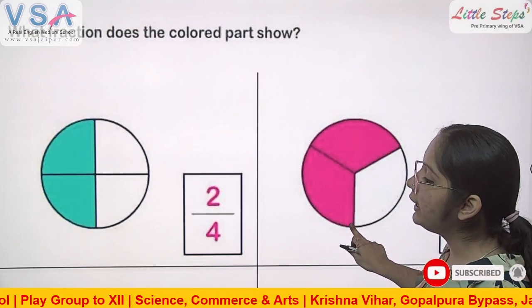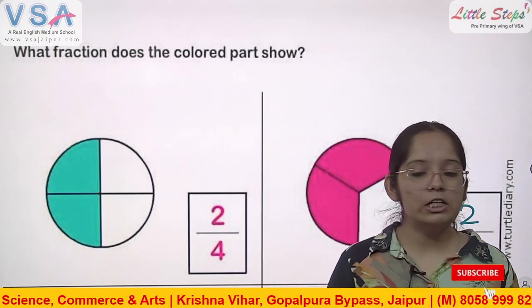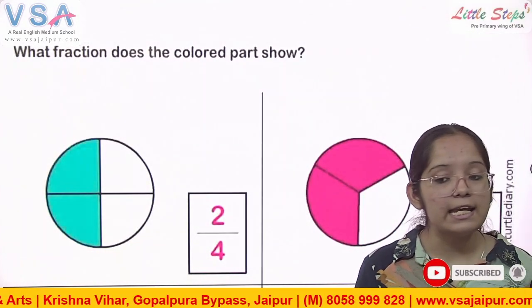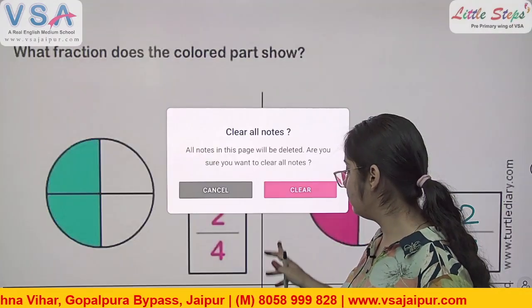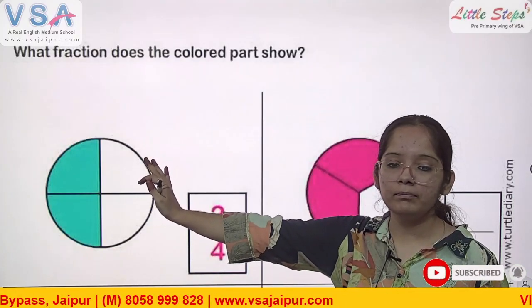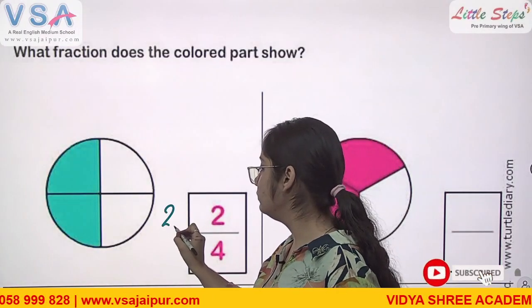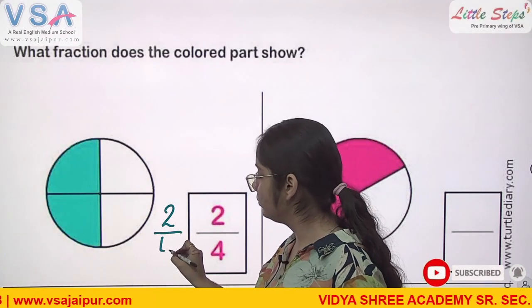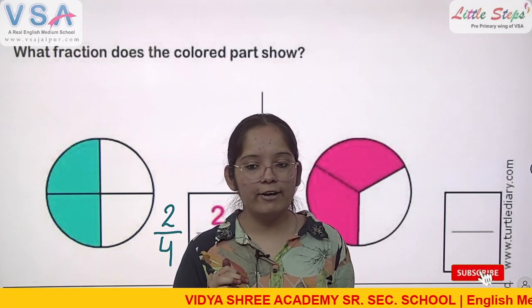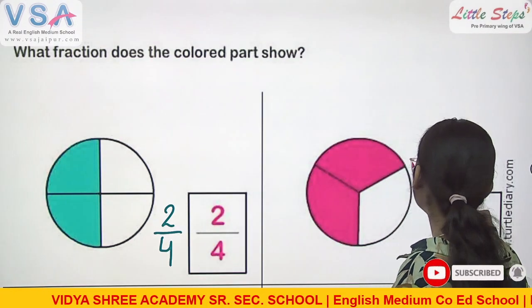First we were doing the fraction of the colored parts. Now we will do the fraction of the uncolored parts. That means, for those parts which have no color, what will the fractions be? In this one, which part has no color? How many? 2. So what will be the fraction? In this one, which part has no color? 1, and total parts 3. So 1 upon 3.